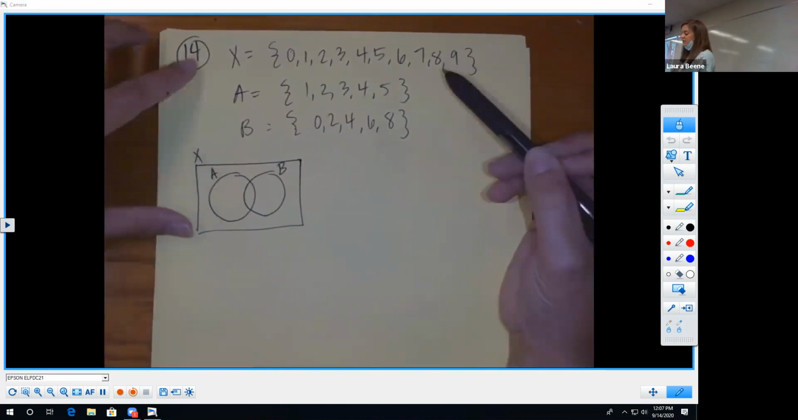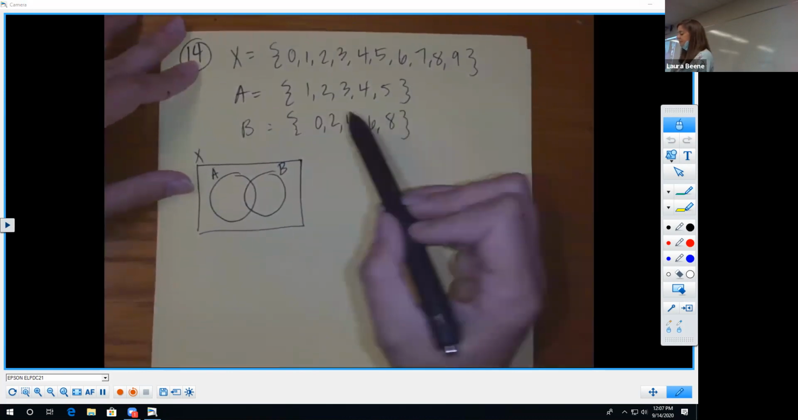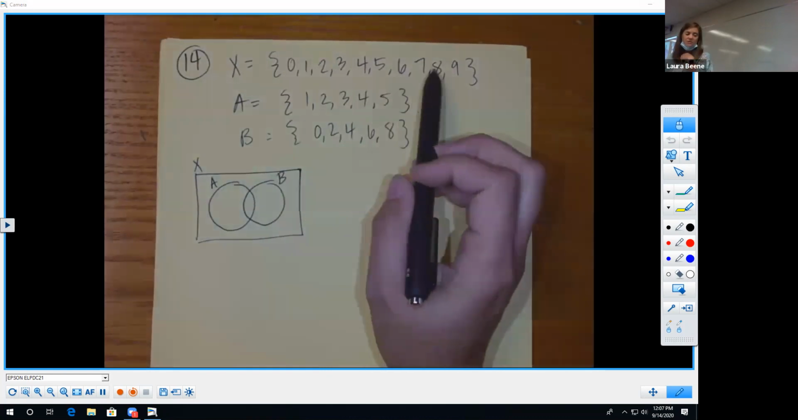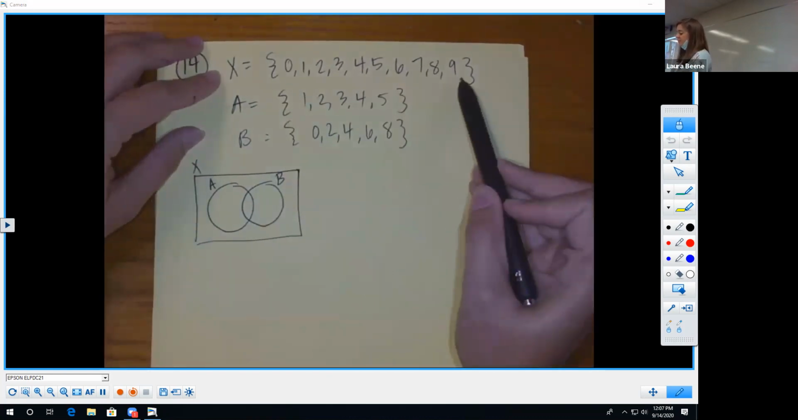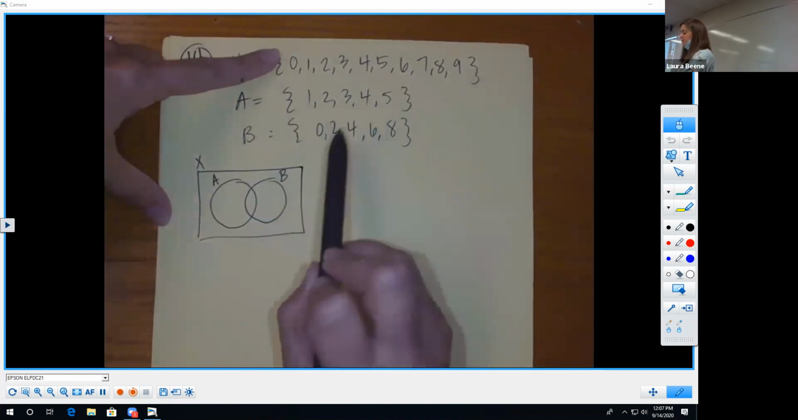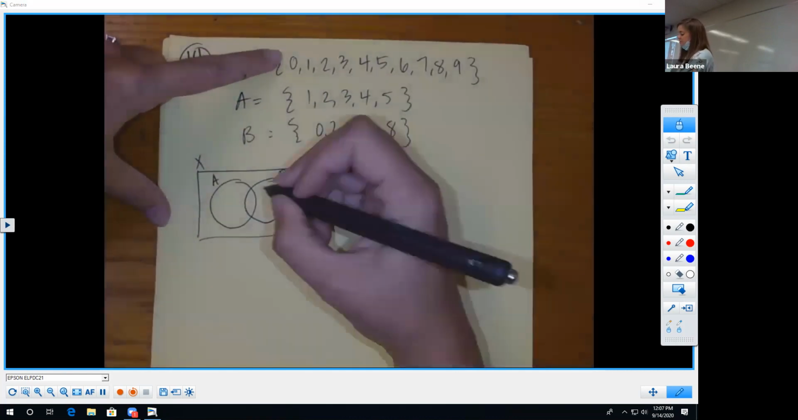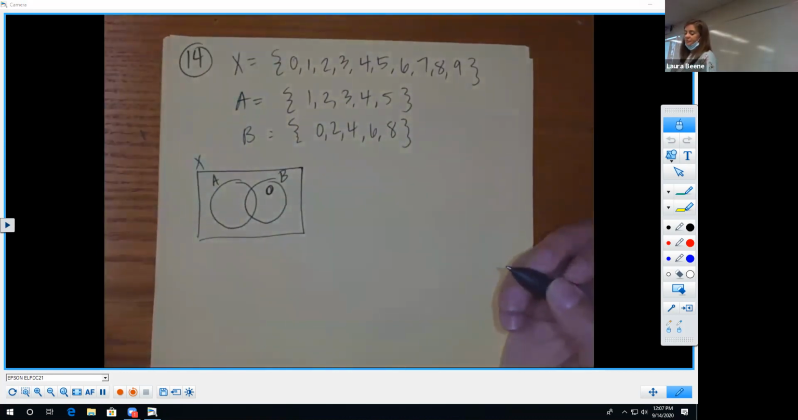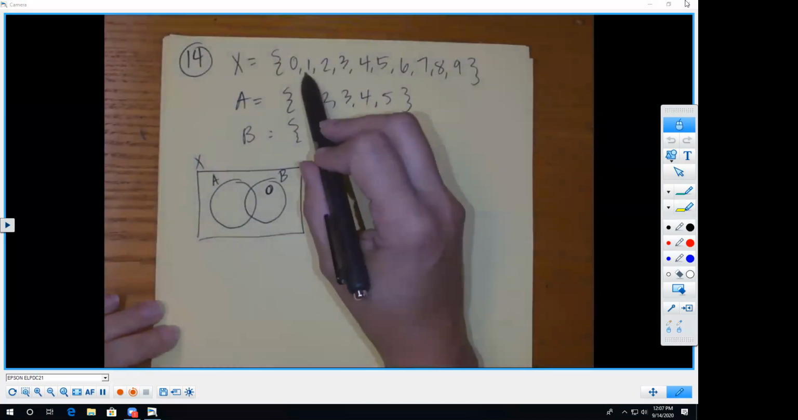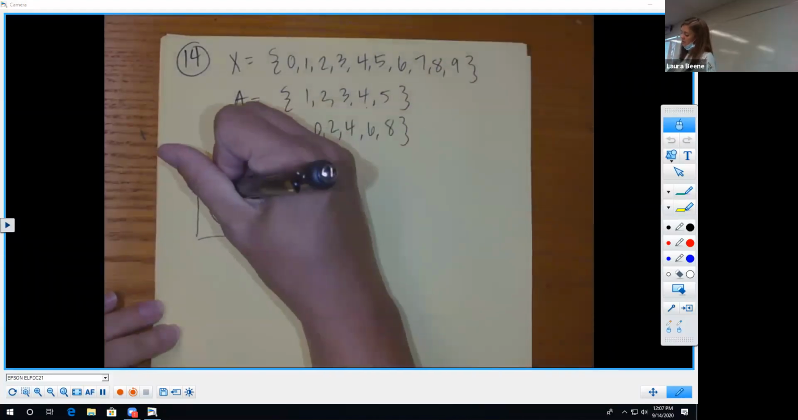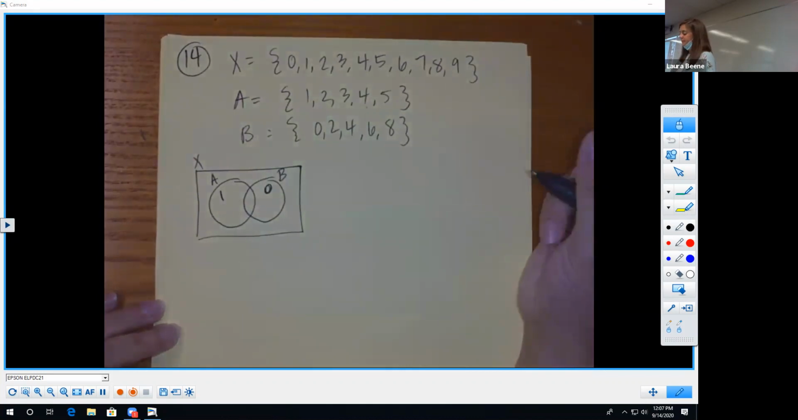So when you're putting these numbers in your Venn diagram, I like to go from the set X so that I don't miss anything. I make sure I get all of my numbers in my box. So the number 0. 0 is not in set A, but it is in set B. So 0 needs to be over here in the B circle, not in set A. And then the number 1 is in set A, but not B, so it needs to be over here in set A, but not B.